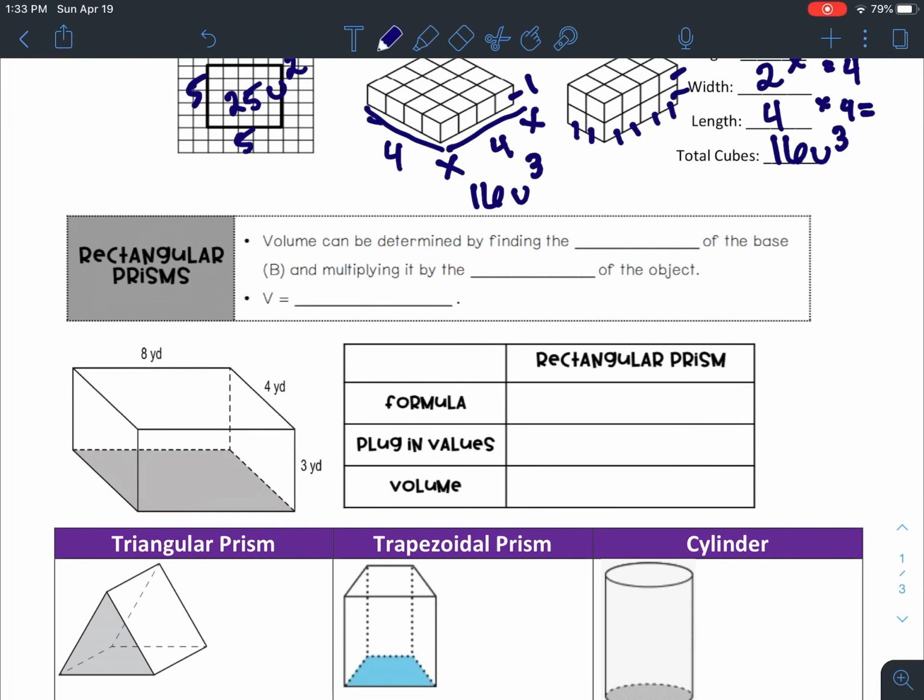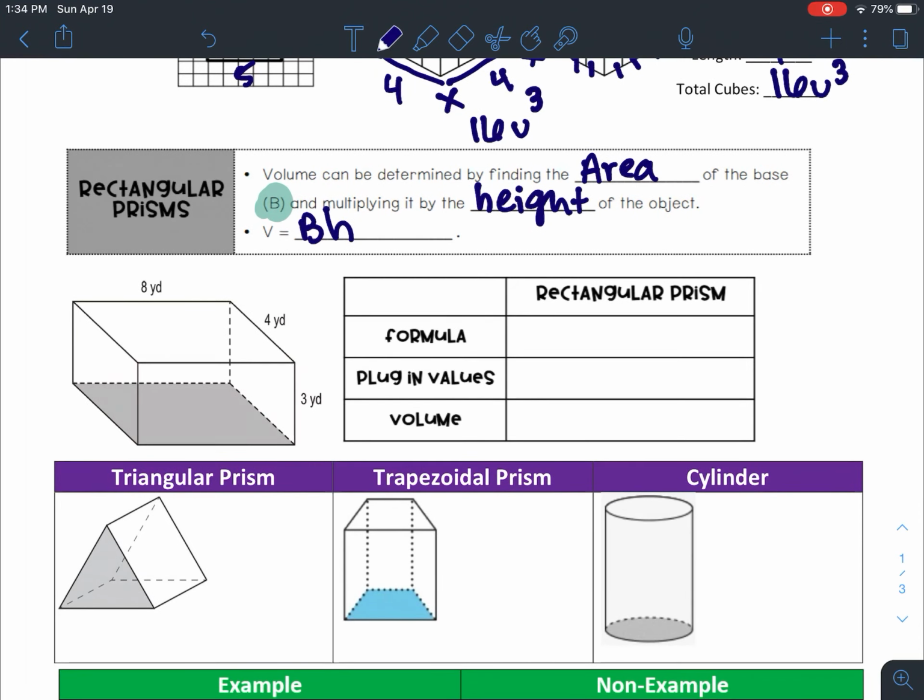Now, volume can be determined by finding the area of the base, which is represented by a big B, and multiplying it by the height of the object. Now, when you see the volume formulas on your STAAR chart, you're going to see it for prisms as volume is equal to big B times H. That's for all prisms. Now, the way to determine which one you need, the big B tells you to find the area of your base. To know what your base is, it's just how you label the base.